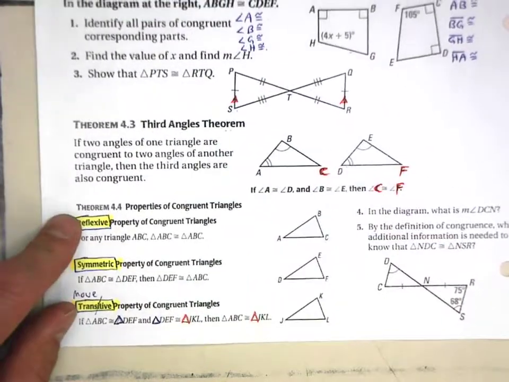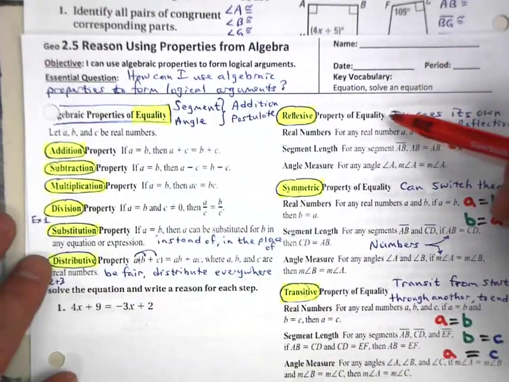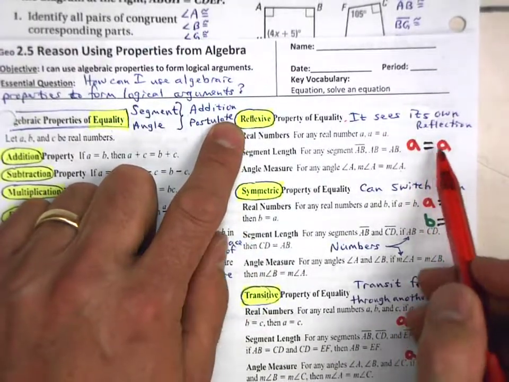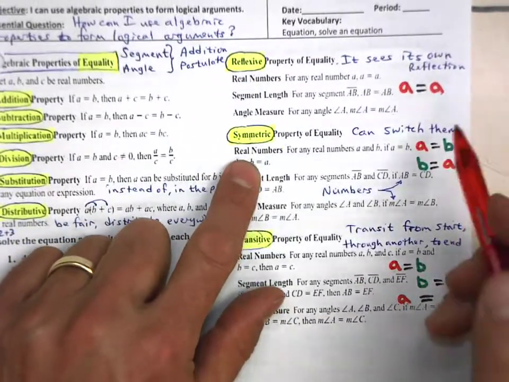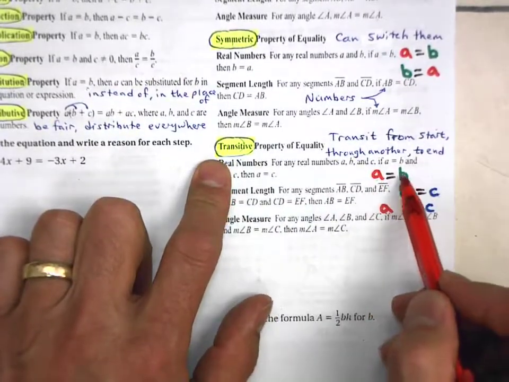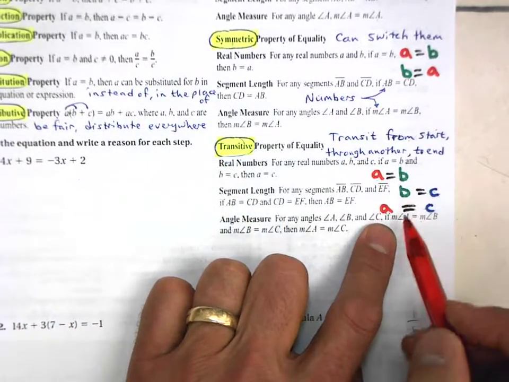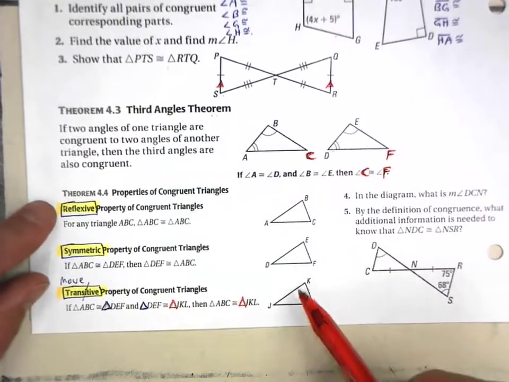And then remember back in 2.5 we learned these properties of equality. Reflexive: little a looks at himself in the mirror. What does he see reflected? He sees himself. A is equal to A. Symmetric: if A equals B, then we can say that B equals A. And then transitive: if A equals B and B equals C, then we can transit through B and say that A equals C. Those three properties also apply to triangles.